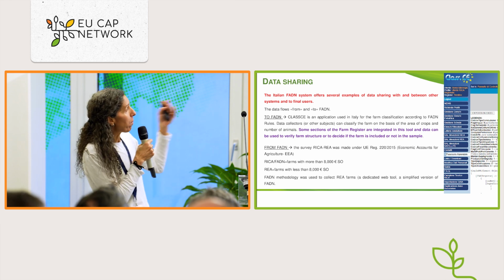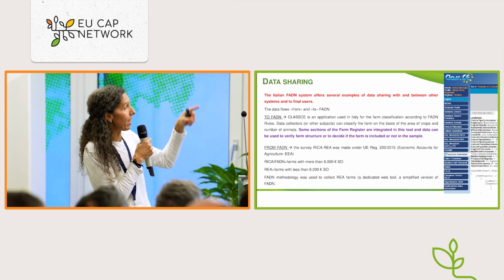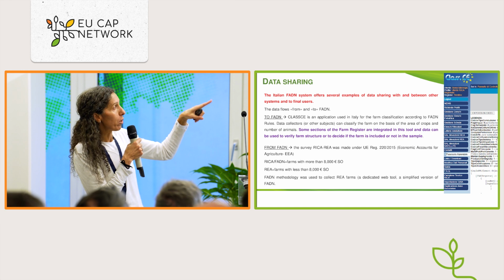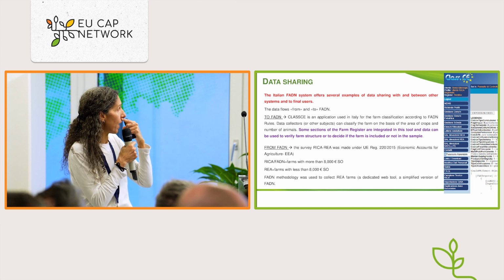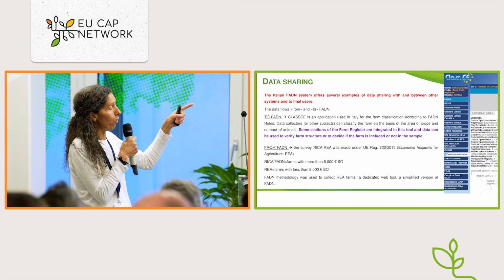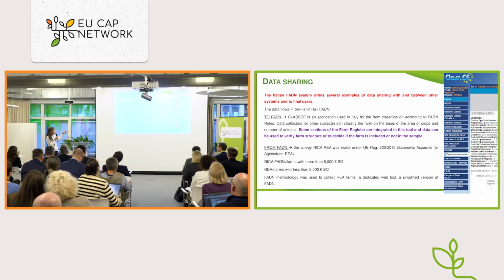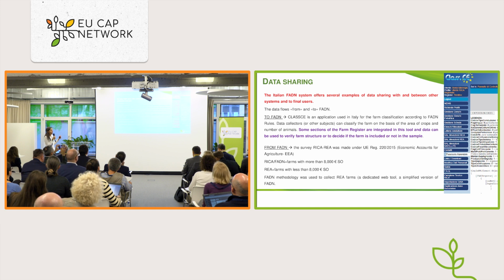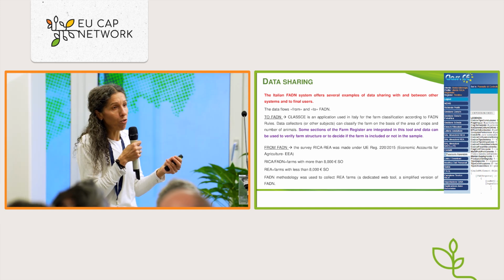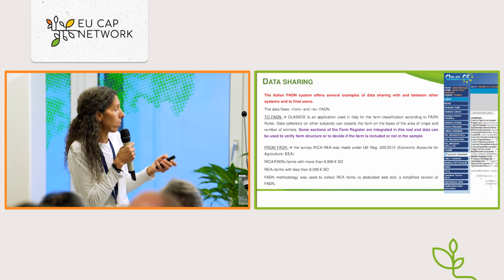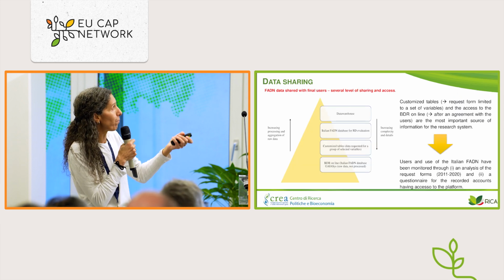There was even in the past one survey, REA. REA was made under the regulation of the economic accounts for agriculture. We collected the data for REA only from farms with less than 80,000 euros, that is the threshold in Italy. This is not a sharing of data, but a sharing of methodology, because we use the same methodology of FSDN to collect the data for REA. The tool was, of course, simplified, but the methodology was the same.